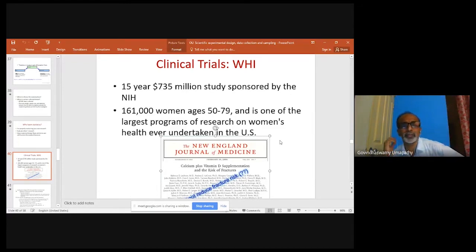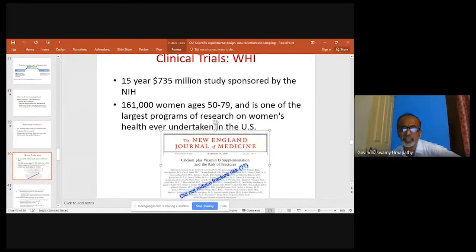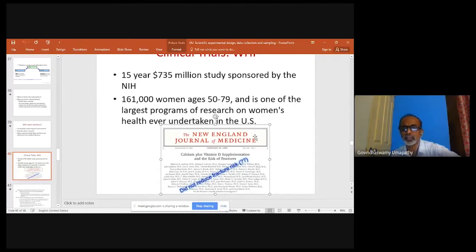So people spent 15 years and almost 735 million rupees on this NIH study: 161,000 women ages 50 to 79. It's one of the largest programs on women's health ever undertaken, on calcium plus vitamin D supplementation and risk of fractures. They published in the paper that it did not reduce fracture risk. Even vitamin D was not sufficient. This was published in the New England Journal in 2006.